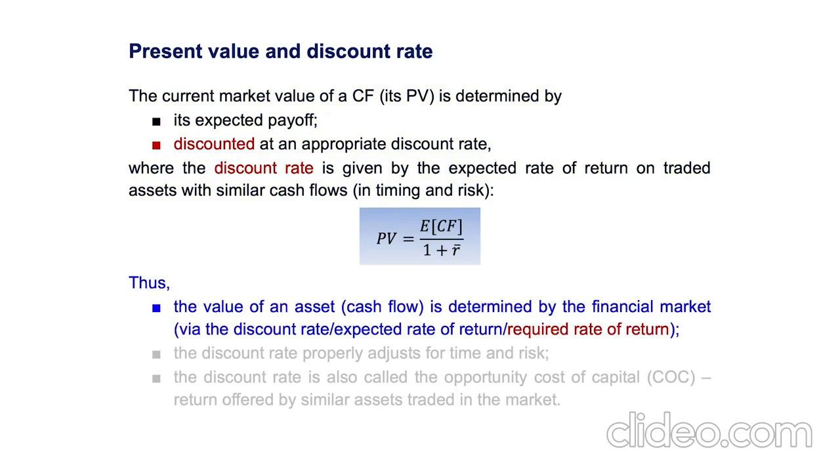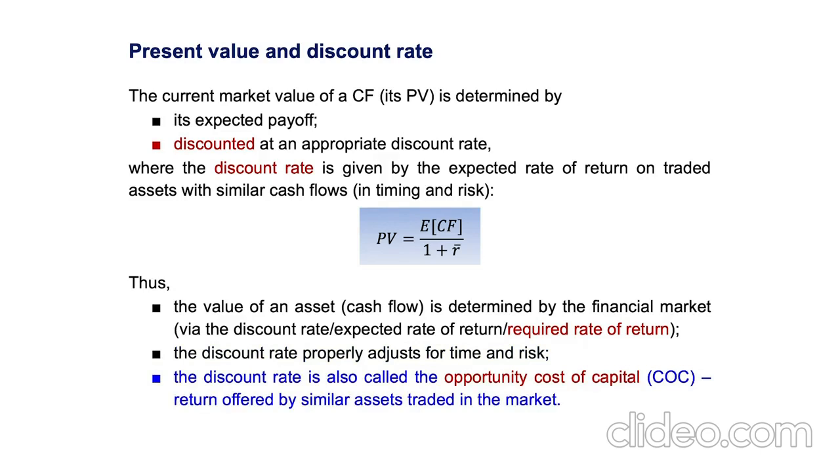Therefore, the value of an asset or cash flow is determined by the financial market through the discount rate, or expected rate of return, or required rate of return. They all mean more or less the same thing. The discount rate here should properly adjust for time and risk of the cash flow.